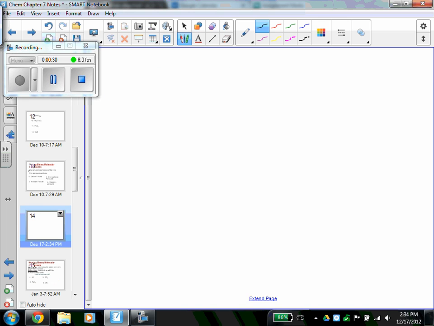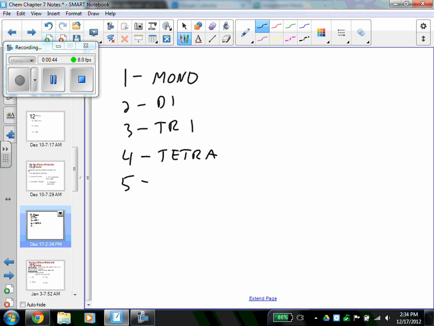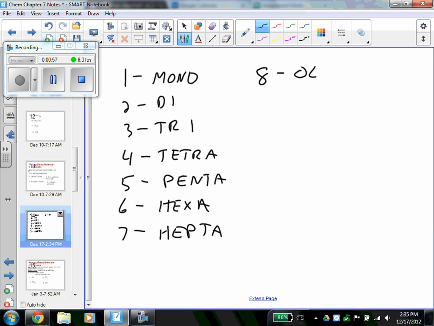So when we talk about prefixes, we should probably mention those. For one, the prefix is mono. For two, it's di. For three, it's tri. For four, it's tetra. And now it gets kind of easy here. 5 is penta. 6, hexa. 7 is hepta. That one's kind of hard. Just got to memorize it. 8 is octa. 9 is nona. Kind of different. It's not nano, it's nona. And 10 is deca. Okay? So you just have to pay attention to these prefixes.